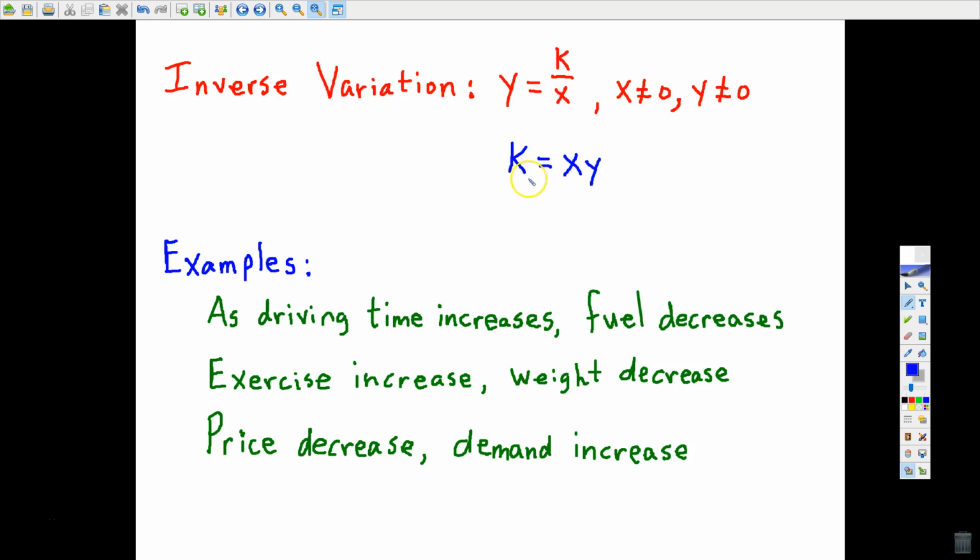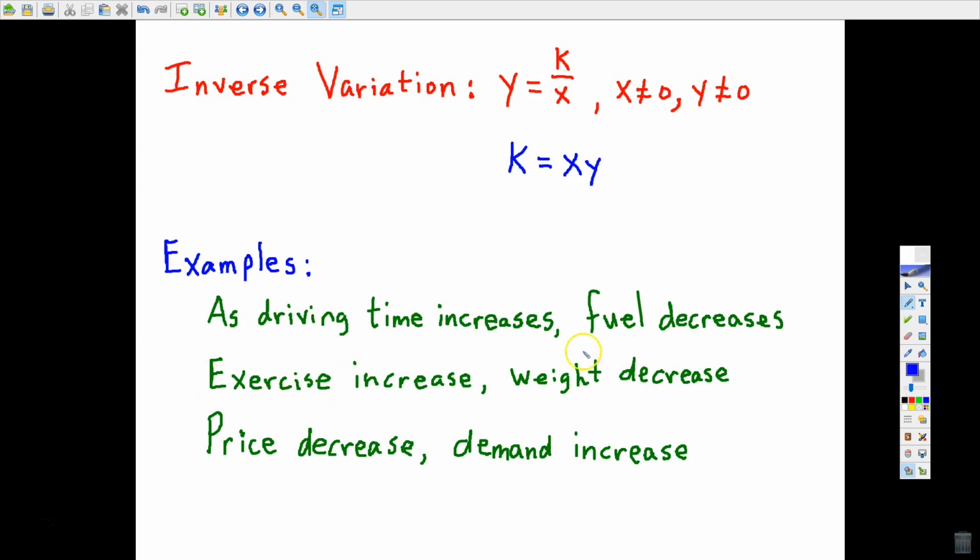All right? And the way we find k is just the opposite. For direct variation, we did y divided by x. And to find k for inverse variation, we multiply x and y together. Just think about how you would solve for k in this original equation. You would multiply both sides by x. Okay, obviously we cannot let x be 0, and there's no way that y will ever be 0 in this function. Here's some real life examples just to throw these out at you.